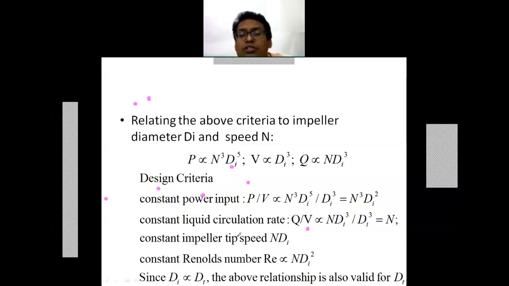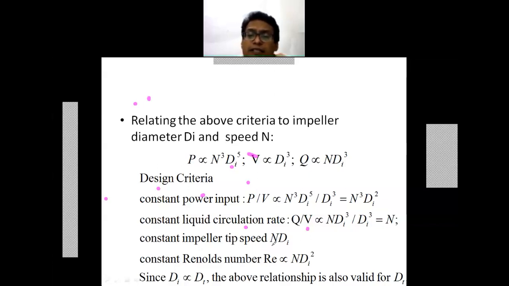Similarly, the constant liquid circulation rate, that is Q upon V, will correspond to N only, N Di cube upon Di cube, which is equal to N. The next is the constant impeller tip speed.